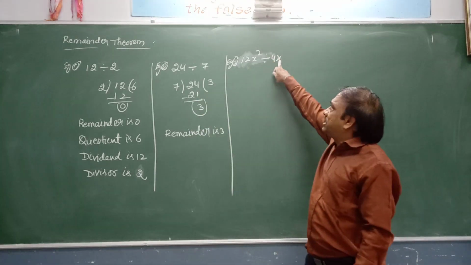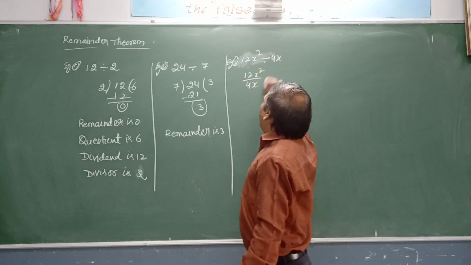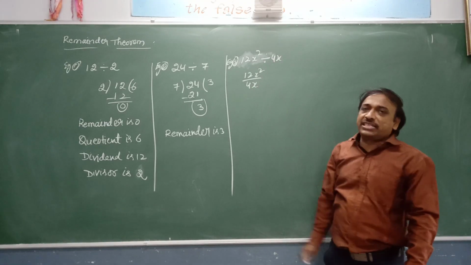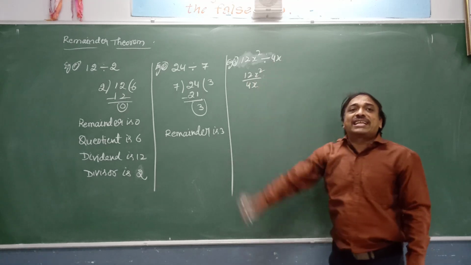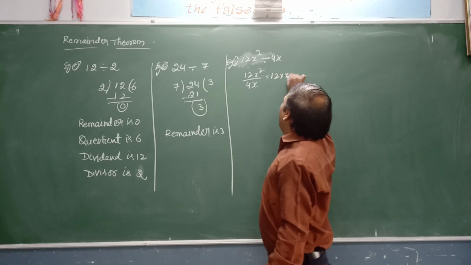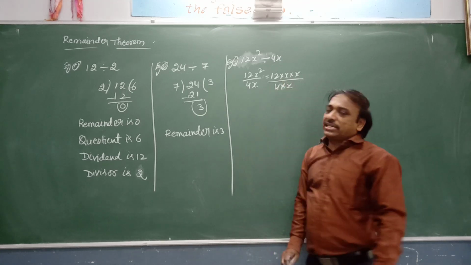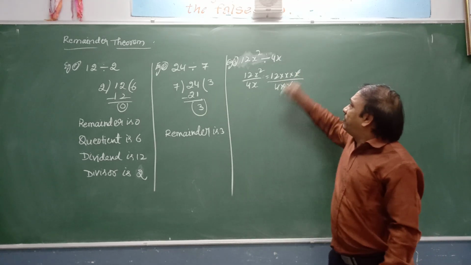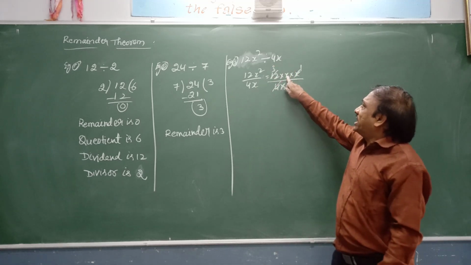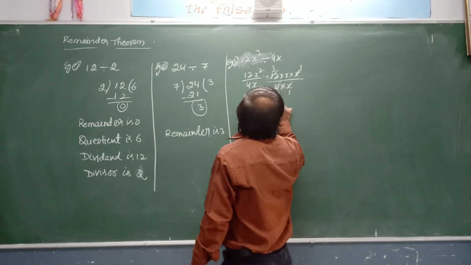This is the dividend, this is the divisor. How to divide 12x square by 4x? This means 12x square by 4x. X square can be written as x into x. So this can be written as 12 into x into x by 4 into x. Now x gets cancelled one time and 4 table, 12 will come 3 times. So which is 3 into x, that is 3x.